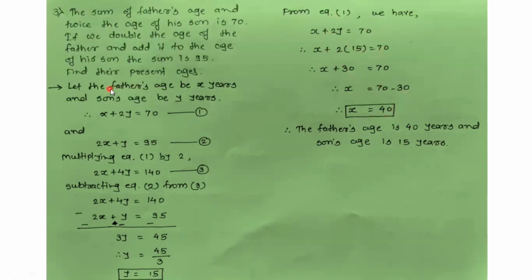And we have assumed that the father's age be x years. That's why x is equal to 40. That means the father's age is 40 years. And the son's age is y years. The value of y is 15. That's why the son's age is 15 years.